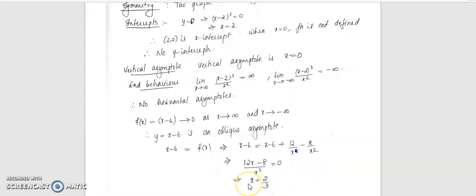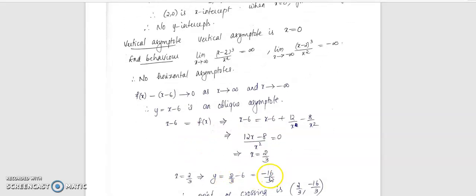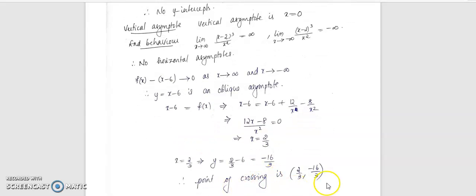So on simplifying, you will get x equal to 8 by 12, which is 2 by 3. So at x equal to 2 by 3, there is a point of intersection. At x equal to 2 by 3, the corresponding y value is x minus 6, so 2 by 3 minus 6, which is minus 16 by 3. So the point of intersection of the oblique asymptote and the given function is (2 by 3, minus 16 by 3). So this is a point of crossing.